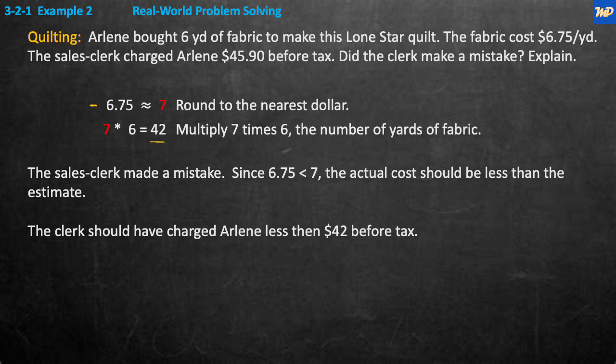6 yards of material at $7 a yard is $42, because we multiplied 7 times 6 and got the number of yards of fabric. Did the salesman clerk make a mistake? Yeah, since $6.75 is less than $7, the actual cost has to be less than the estimate. The estimate's 42, and she estimated high, so the cost must be less than $42, but yet she charged $45.90.